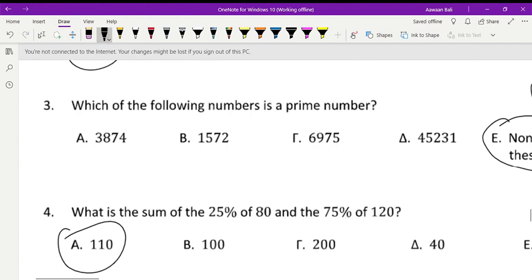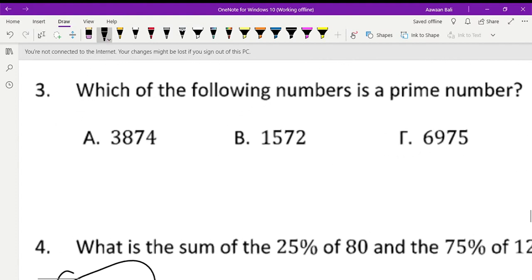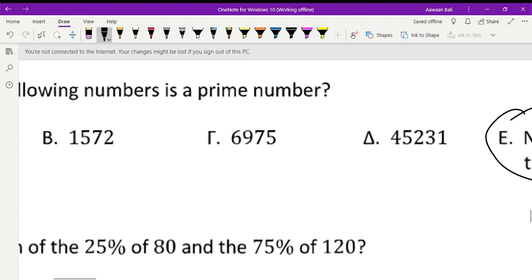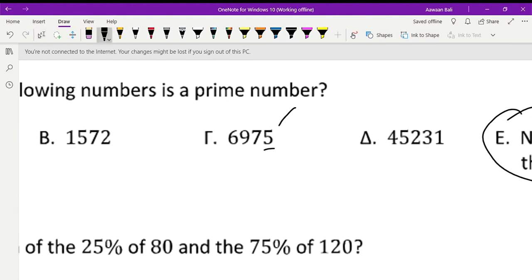Okay, so it's actually none of these, because when you look at alpha and beta, they end in 2 and 4, which means they're divisible by 2. And also gamma ends in 5, which means it's divisible by 5.